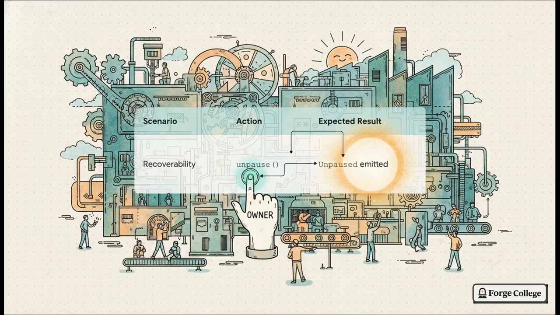The action: the owner calls unpause, and then a regular user, who was blocked just a minute ago, calls increment again. Expected result? The counter successfully increments, and we get an unpaused event. It's kind of like the contract waking up without a hangover. Normal users can interact again. No corrupted state is lingering from the admin tweaks. The factory is officially back in business.